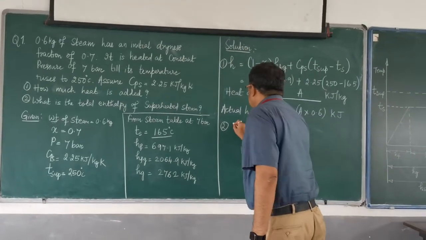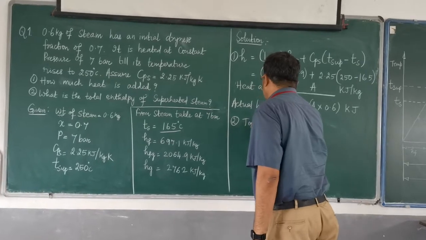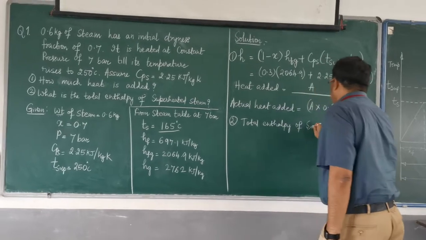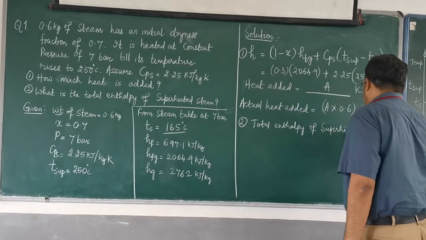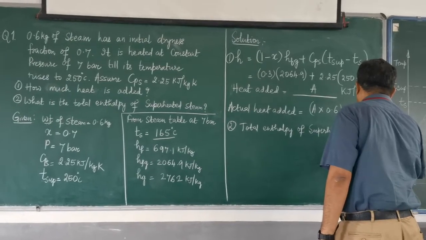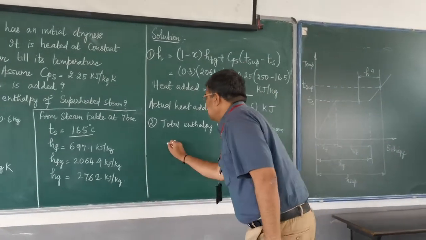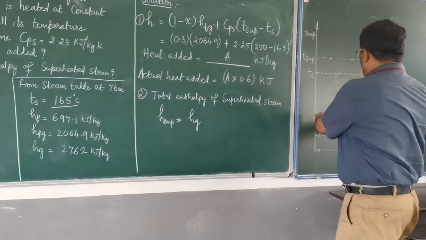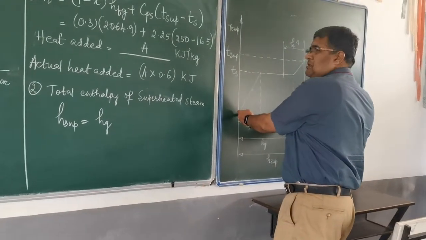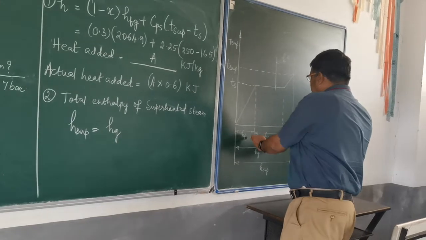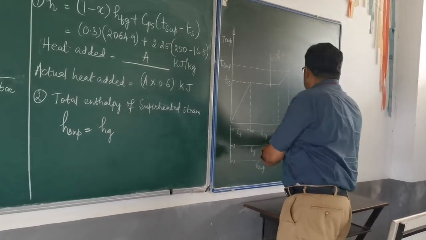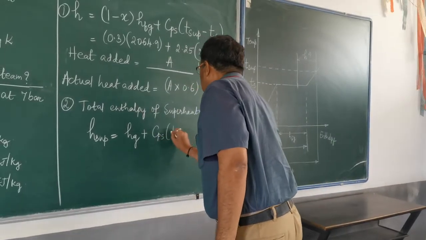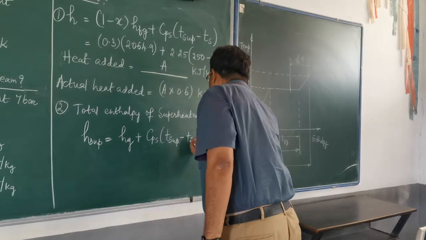So for the second part, total enthalpy of superheated steam, I write it as H superheated, which will be equal to Hg. That is from here to here. Anyway, I am going to add. So how much is this? It is Hf plus Hfg, which is denoted as Hg, plus whatever this part is. So Hg plus, again I write this as Cps into (T super minus Ts).